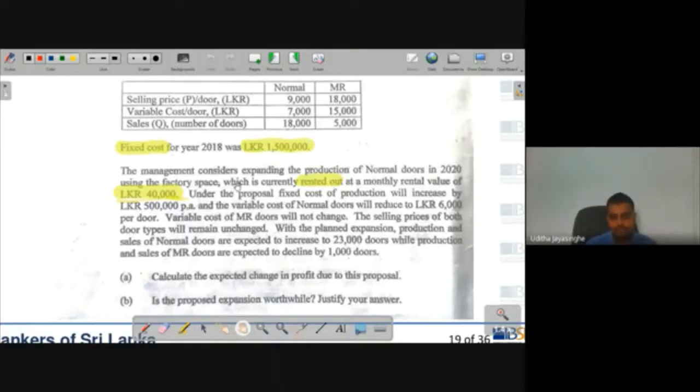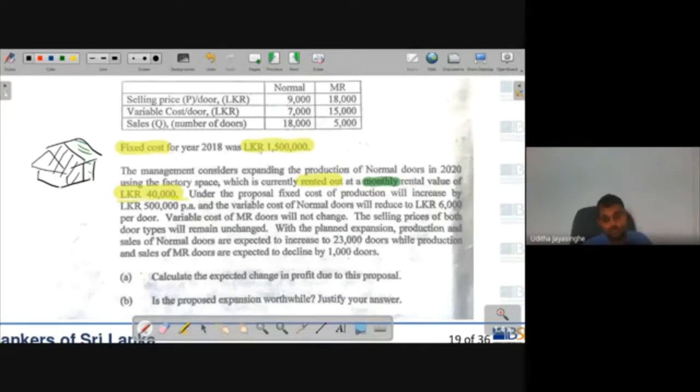Using the factory space, which is currently rented out at a monthly rental value. You have to carefully read these numbers. Monthly. Now this you might miss. Monthly rental value of 40,000 rupees. Okay, that means the factory is having some spare space, and whenever there's spare space, let's say there's a small factory like this, and you're only taking this much of space, and this portion is rented out. Now what they are going to do is that they are going to consume that facility also, that green area also, and expand the capacity.